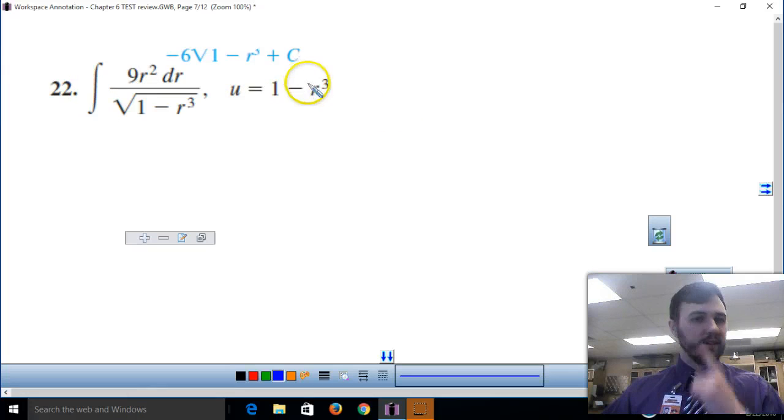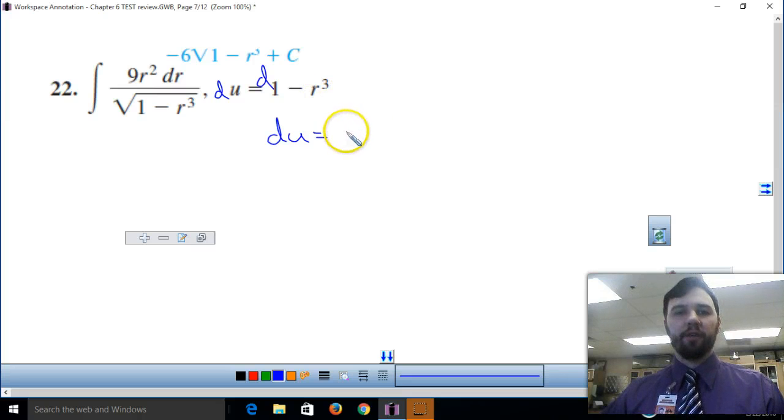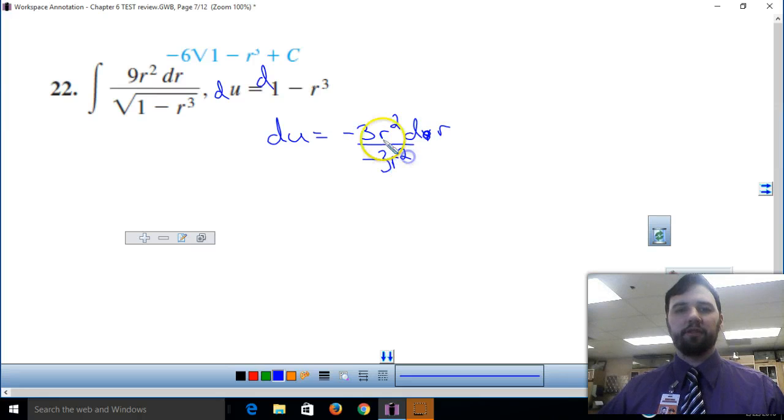Another u substitution. They give you the u. So we're going to take derivative of both sides. Derivative of u is du. Derivative of 1 is 0. Negative r to the third, 3 comes out in front. Make 3r. 3 minus 1 is 2, dr. So divide both sides by negative 3r squared.